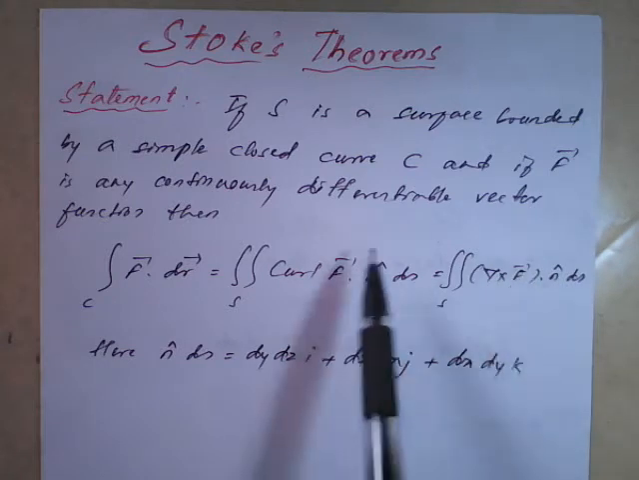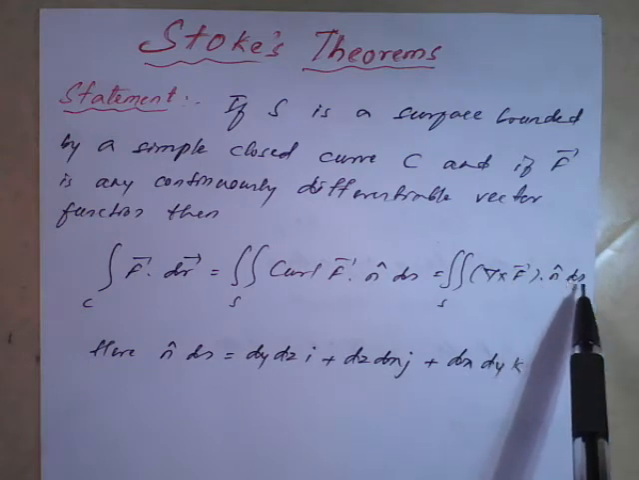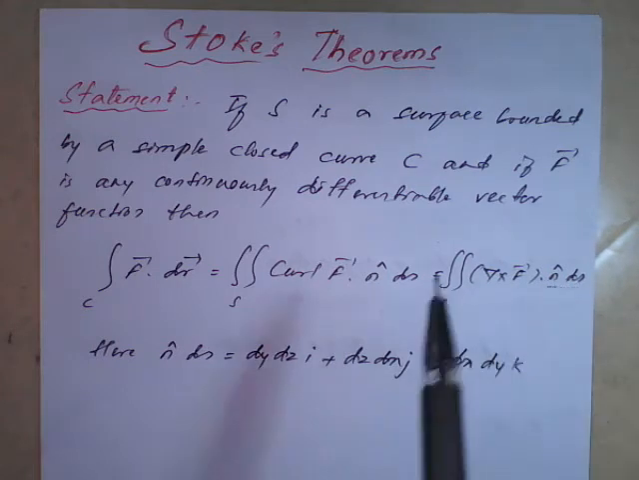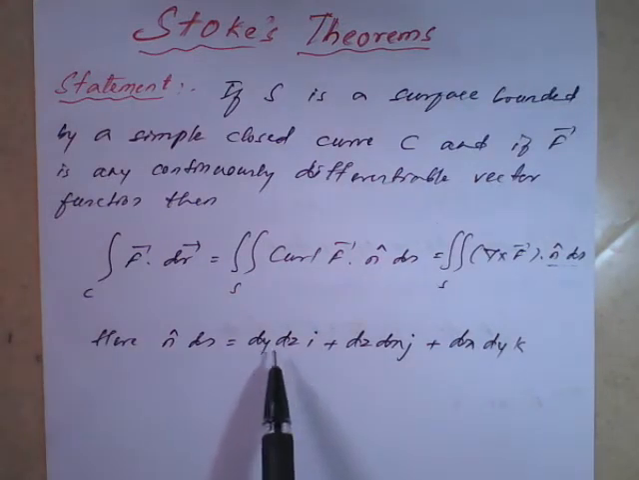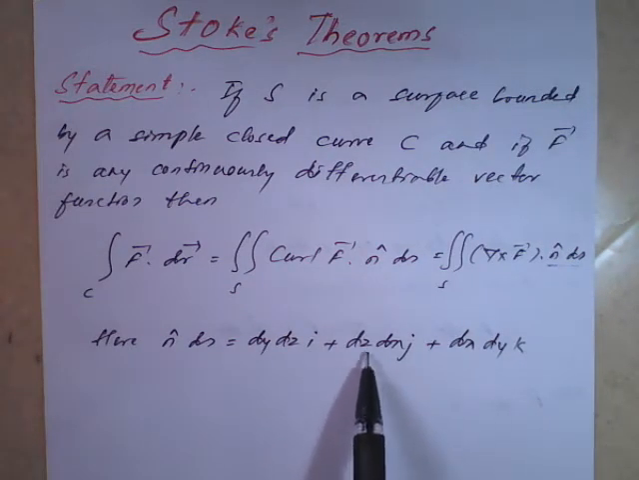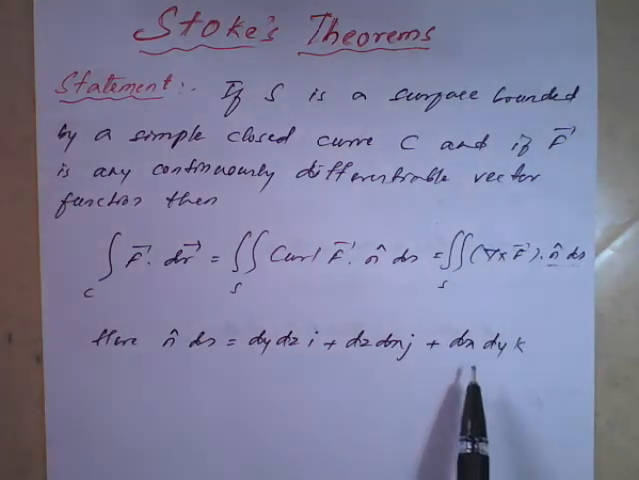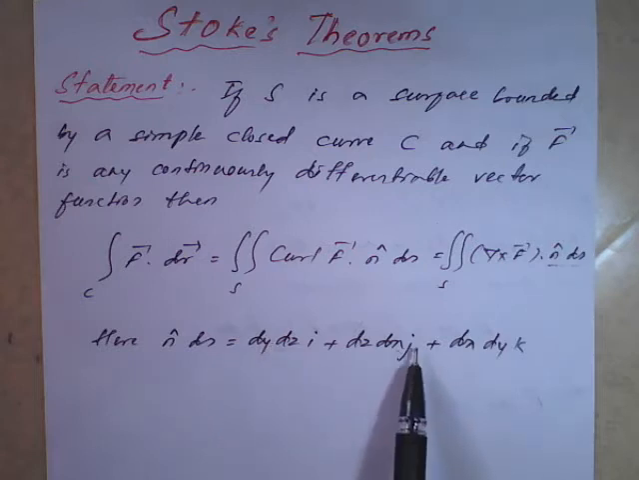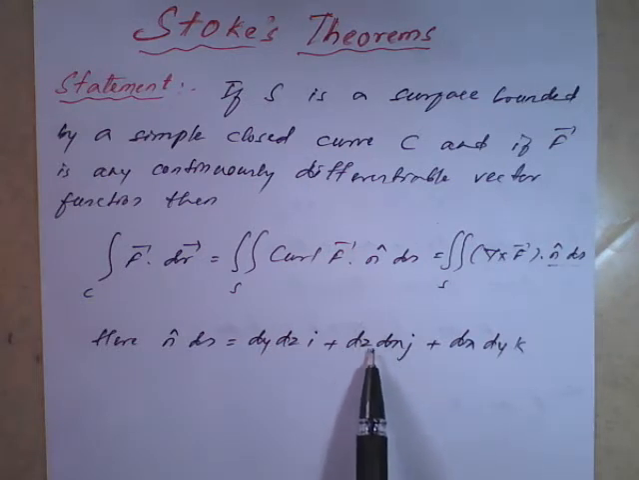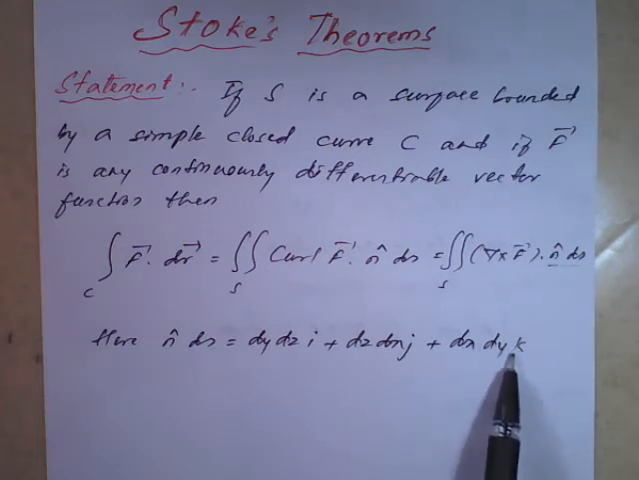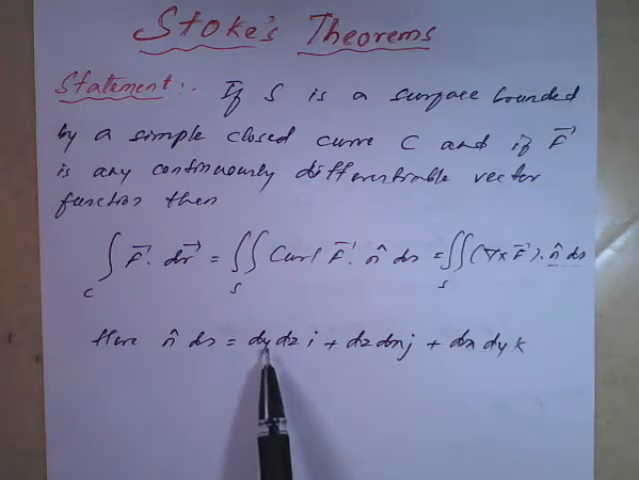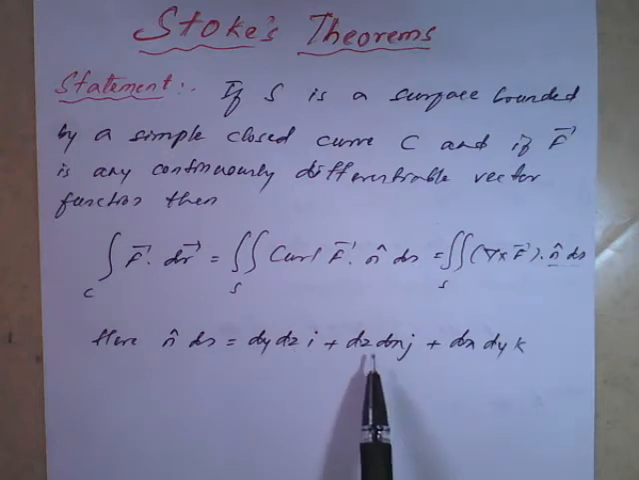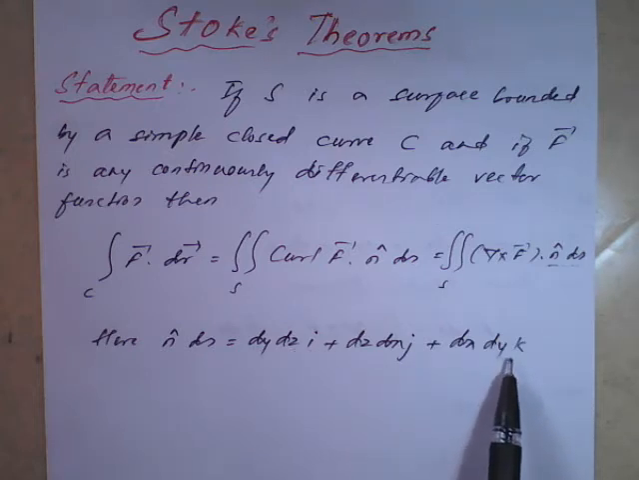So I can say that the integration of f dot dr can be stated as the double integration over the surface S of del cross vector f, which is nothing but curl f, dot n cap dS, where this n cap dS is nothing but dy dz i plus dz dx j plus dx dy k. Means while writing the coefficient of i, you don't mention dx; while writing the coefficient of j, you don't write dy; and while writing the coefficient of k, you don't mention dz. So it is dy dz of i plus dz dx of j plus dx dy of k.